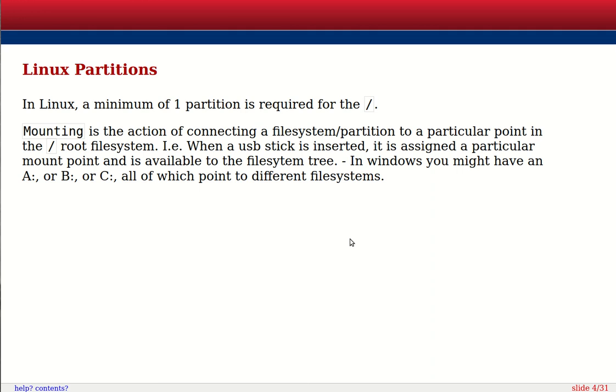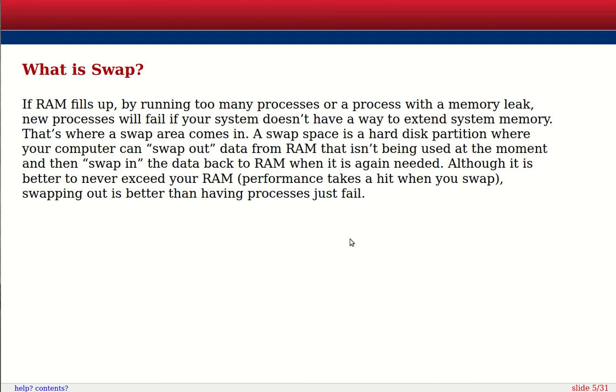The verb mount or mounting is the action of connecting a file system or partition to a particular point in the root file system. So for example, you plug in a USB stick. It's actually assigned, or it's mounted or connected to your root file system. In Windows, you might have an A drive or a B drive or a C drive, all of which point to different file systems. The idea is the same. Mounting is the act of adding a file system to a particular point in your root file system.